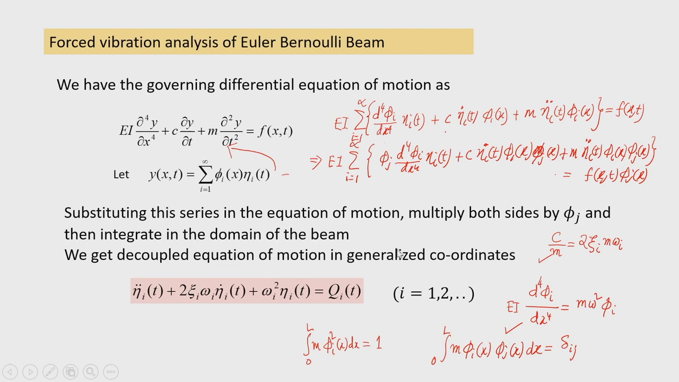And after integration, using the orthogonality condition of the modes, we now get a very simple equation: eta i double dot t plus 2 xi i omega i eta i dot t plus omega i square eta i t equal to q i t, where q i t is the generalized force. You can understand that the right hand side was not changed because the orthogonality relation will not affect the right hand side of this equation. The right hand side is nothing but the integration of f x t phi i dx, and this is your q i t. It is a definite integral with respect to x with limits 0 to L, so it will remain a time function.